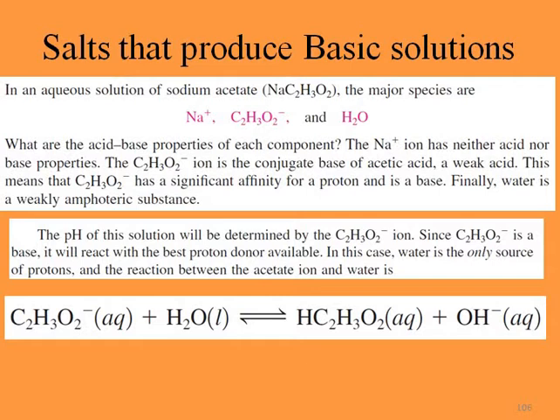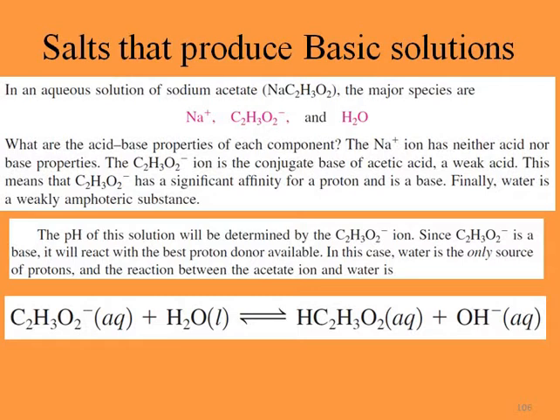So the first one, sodium, has no effect. It's completely neutral. Acetate is the conjugate base of a weak acid, and water is a weakly amphoteric substance. So the pH of this solution will be determined by the acetate ion. Since acetate is the base, it will react with the best proton donor available. And who is the proton donor? It is going to be the water molecule.